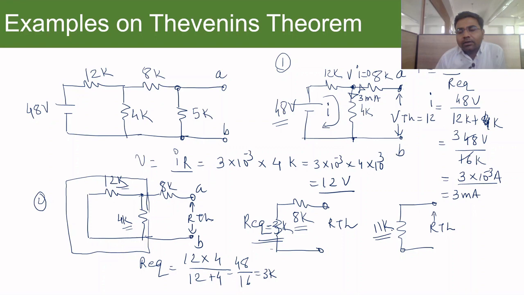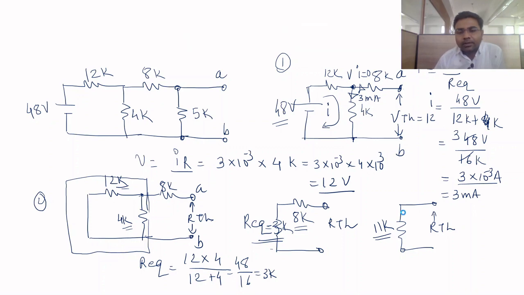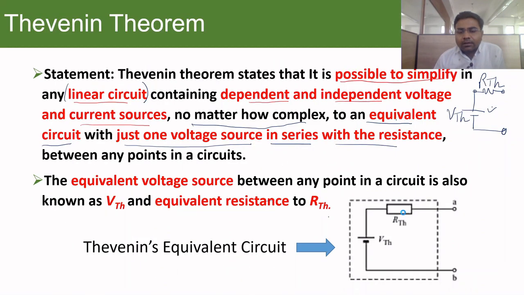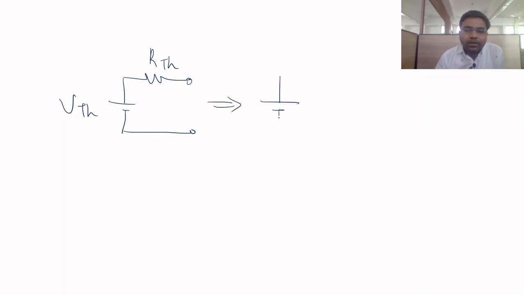So my equivalent Thevenin circuit is like this. This is V Thevenin and this is R Thevenin. In this example, V Thevenin was 12 volt, and the resistor was 8K plus 3K, so it was 11 kilo ohm.